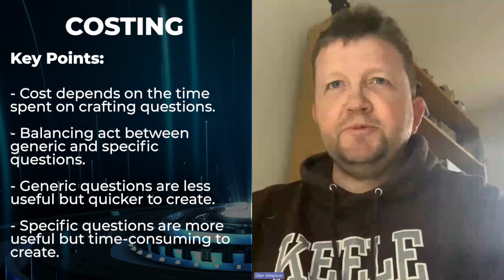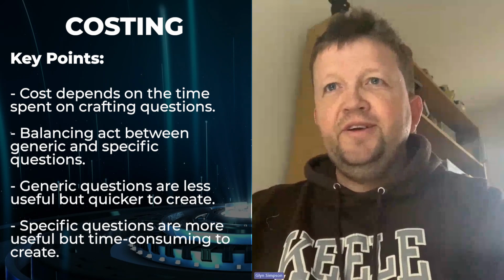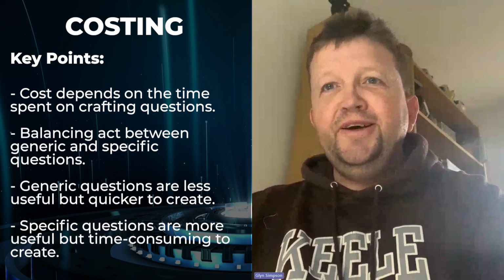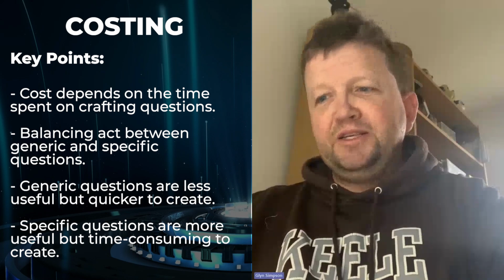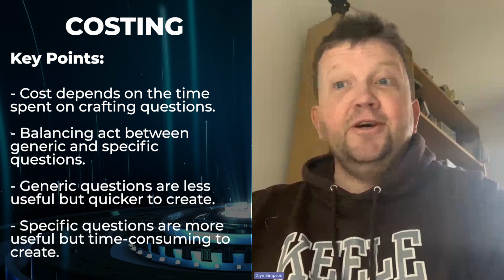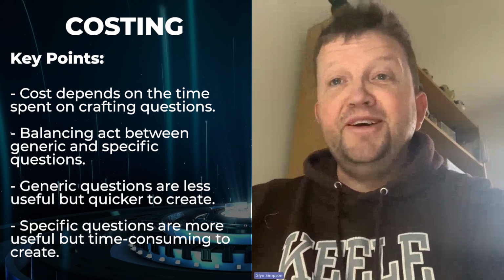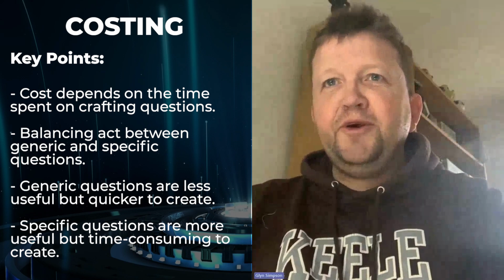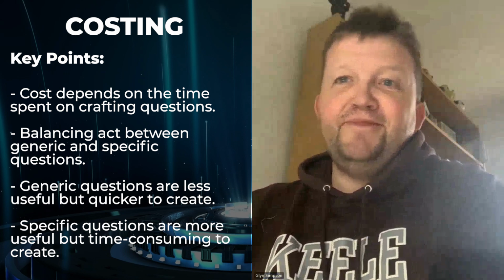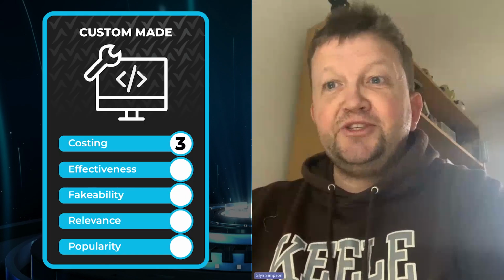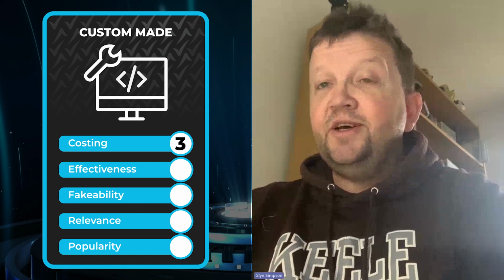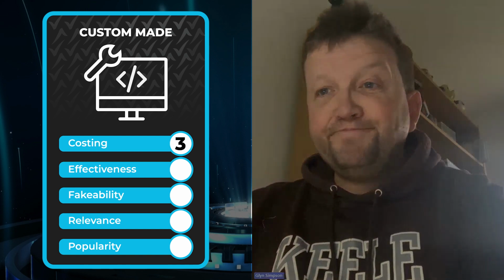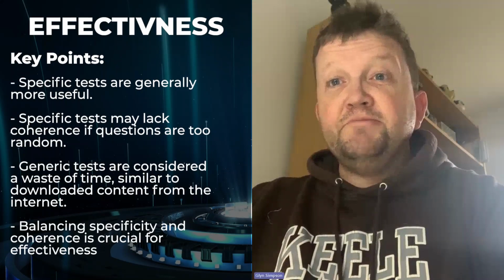So about a 3, because if little time is spent on the questions in the generic, then they're not much use to the company. And if you spend a lot of time on making specific questions, it's going to take a long time to make them. So it's that swings and roundabouts balancing thing between generic or specific. And the more generic it is, the less use it is, and the more specific it is, the longer it'll take to make it. Probably about 4, because again, you got that.